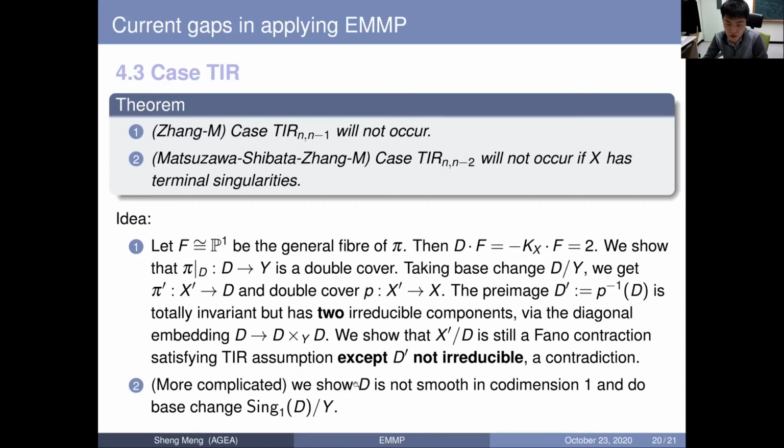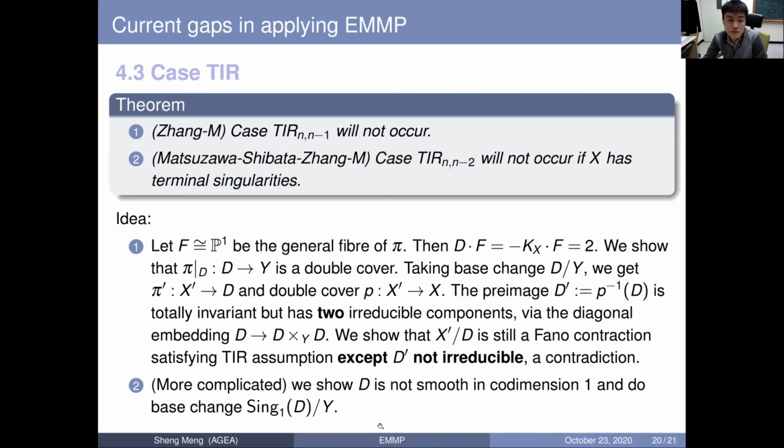But the difficulty remains in showing that it is a Fano contraction. The conclusion of being a Fano contraction is not satisfied. We cannot show it. So this part needs to consider more about the singularities of X prime.